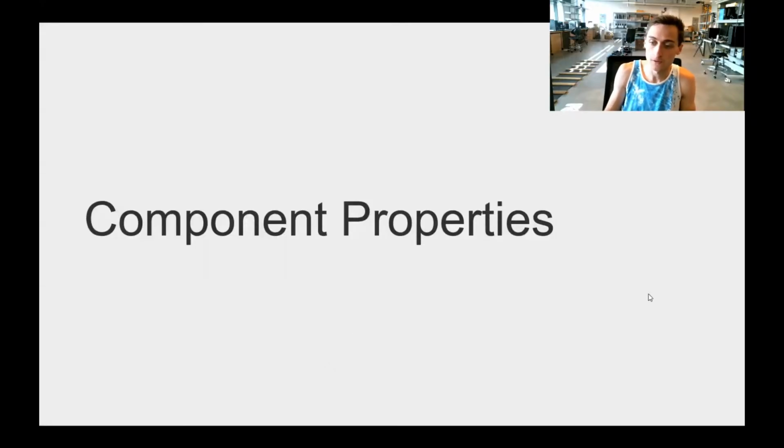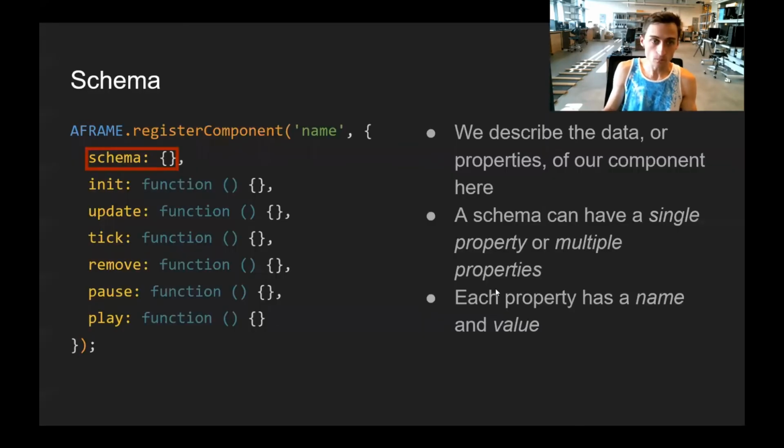All right. In the beginning, if you remember, I said that components have data and they also have functions. So component properties are basically the data. You'll notice that schema was the one part of the definition that does not have the function keyword next to it, because it's not a function. All it is is a bunch of data that you're giving this component. Again, in the schema, you write the data differently depending on whether you want a single property or multi-property. And each property also has a name and a value.